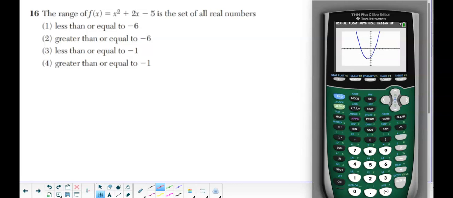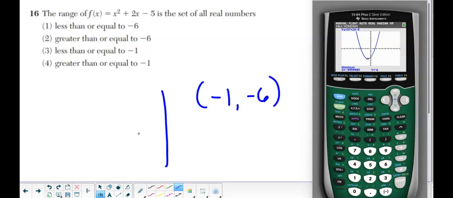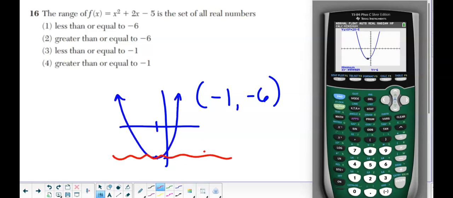So I'm going to press second trace. I'm going to calculate that minimum, number 3, and first I need the cursor on the left side, and then I need the cursor on the right side, and now I have that zone, so I can press enter, and it's -1, -6. So the point is -1, -6, right, when I'm graphing it. So that means the range is everything that is higher than -6, or greater than or equal to -6.